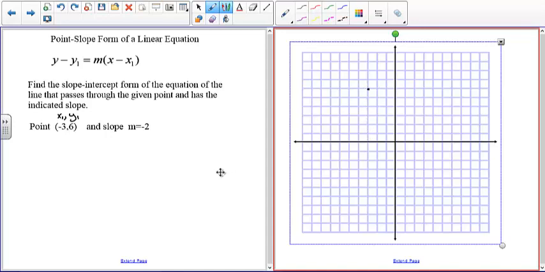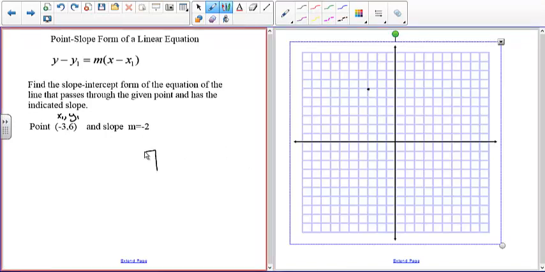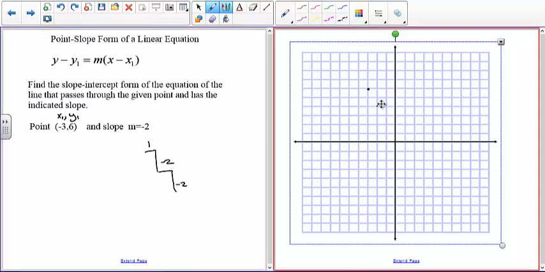Okay. So now the slope, what that says is you go over 1, down negative 2. So we always go over 1, and this is whether we go up or down. Down negative 2. So we'll go over 1, down negative 2, and repeat: over 1, down negative 2.